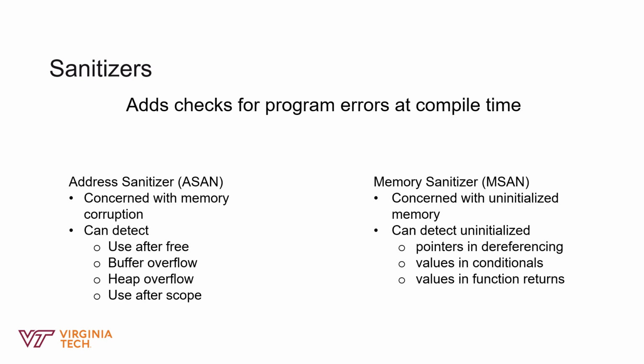The address sanitizer deals with memory corruption. So that's things like use after free, buffer overflows, that type of thing, which makes up a majority of bugs and vulnerabilities. And the memory sanitizer deals with uninitialized memory, which can also cause crashes to be found during fuzzing campaigns.